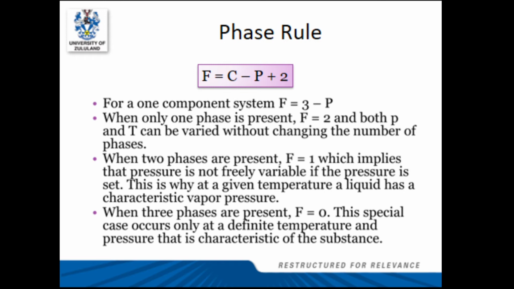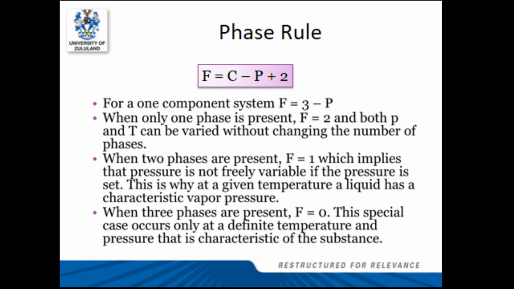When 2 phases are now present, it means that F is equal to 1. This implies that the pressure is not freely variable if the temperature is set. This is why at a given temperature, a liquid has a characteristic vapor pressure. So in this case, as you can see, 2 phases, F is equal to 1. It means that at a certain temperature, here they're making an example of a liquid, it can exist as a liquid, and it can also possess some characteristics of a gas.